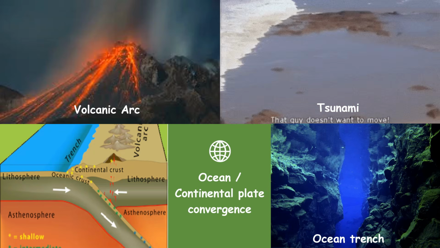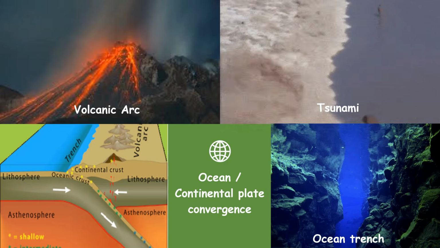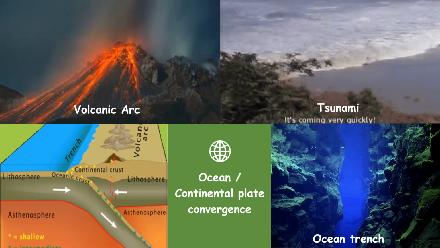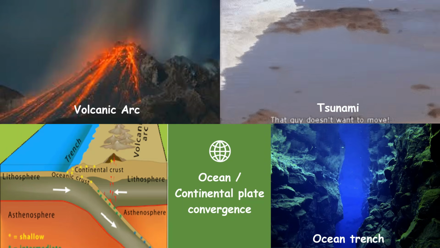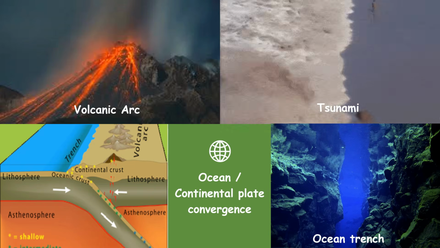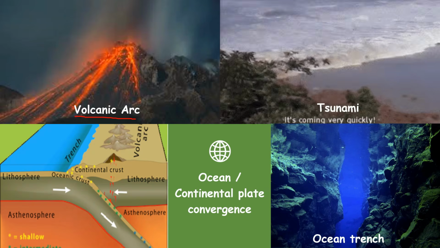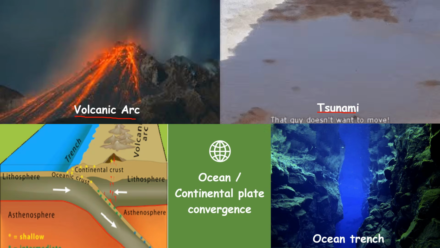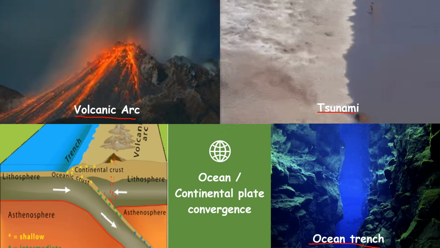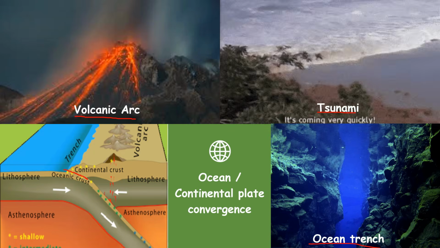Tingnan naman natin kung ano yung mangyayari once an oceanic at saka yung continental plate ay mag-converge. So, it is almost the same with oceanic to oceanic convergence. First na geologic feature na pwedeng mabuo is what you call as volcanic arc. The next one, pwede rin siyang makabuo ng tsunami. And of course, yung oceanic trench, nakagaya rin ng sa oceanic to oceanic na nabuo siya because of subduction.